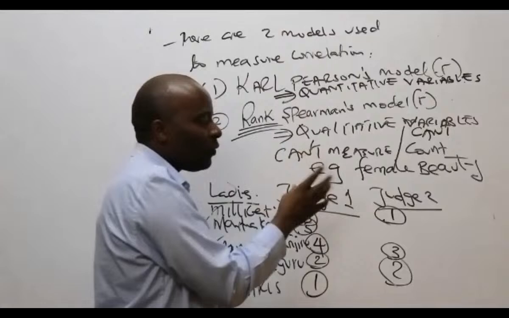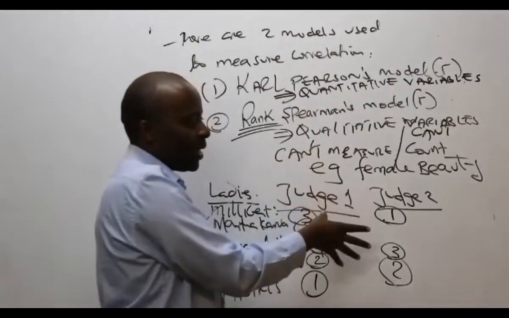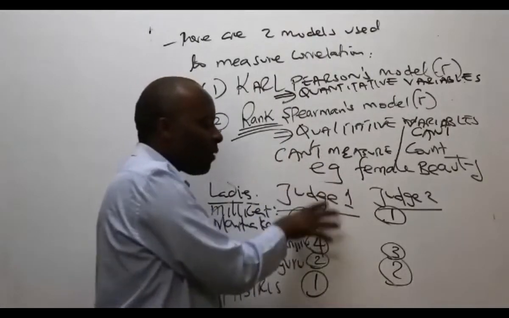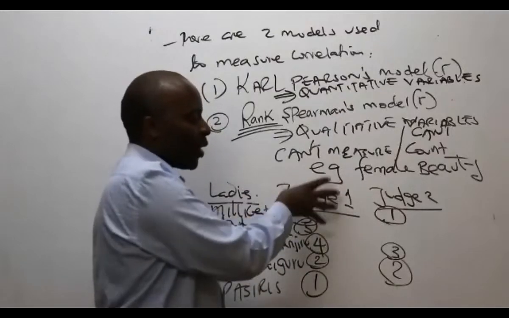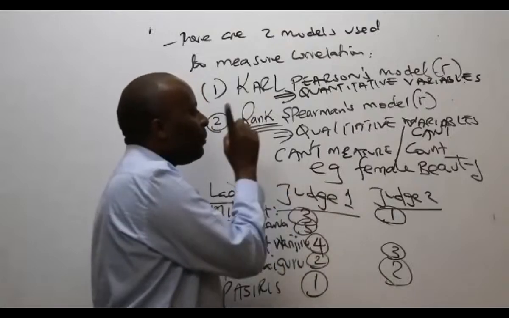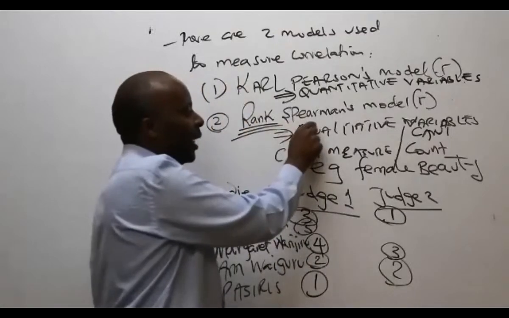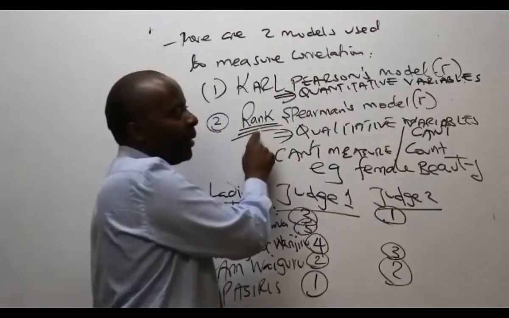And for all qualitative variables, the only way to measure them is to have various judges ranking them. And if it is ranks that you have, ladies and gentlemen, then the only model you can use is Spearman's ranks model.